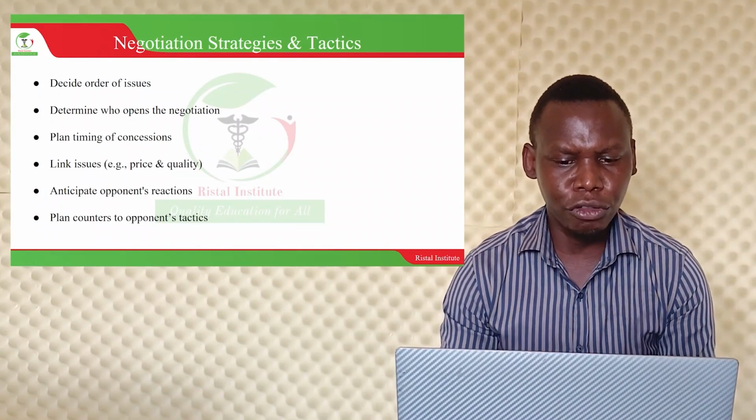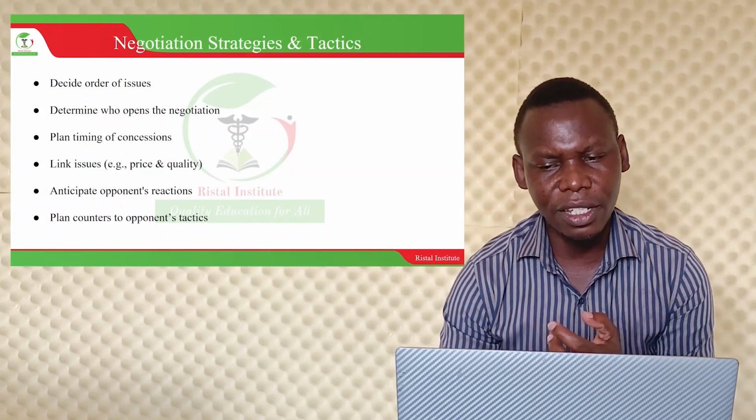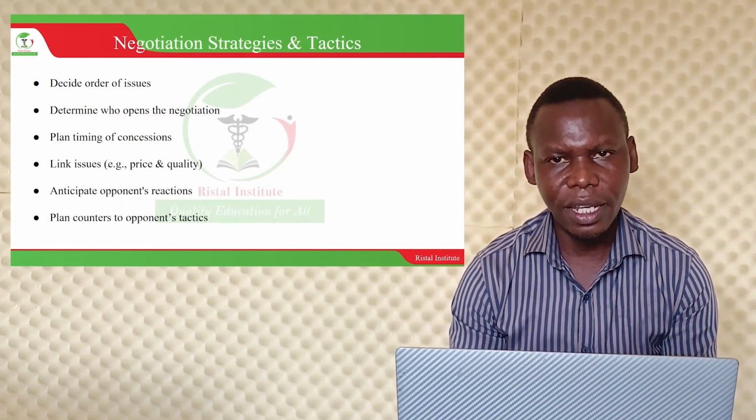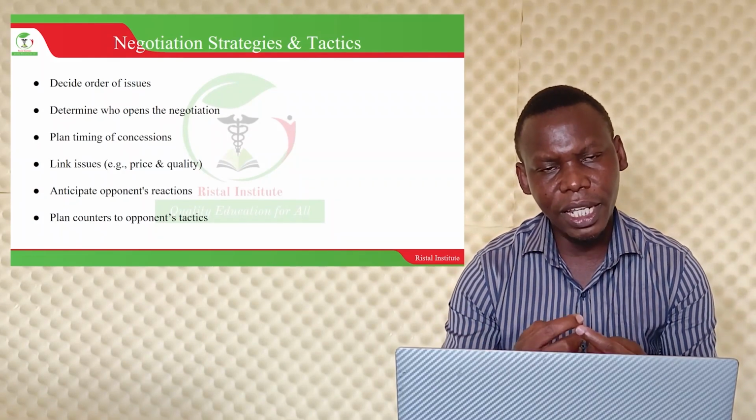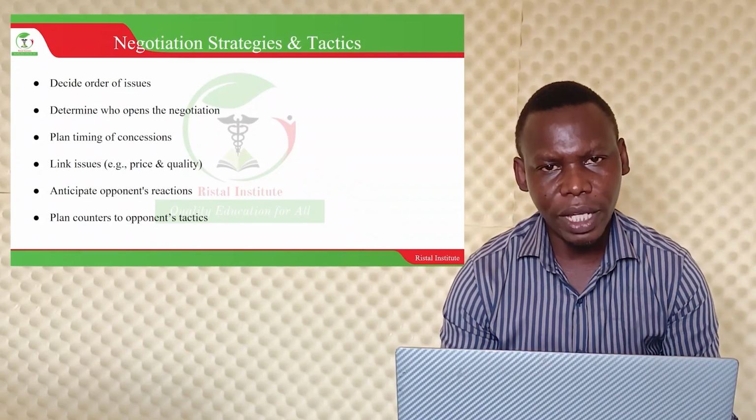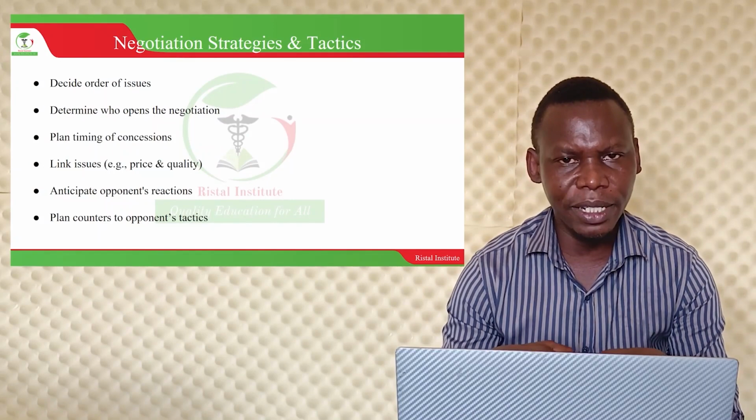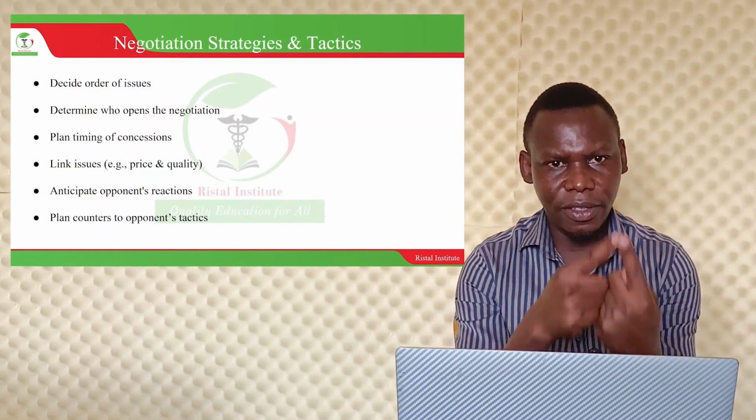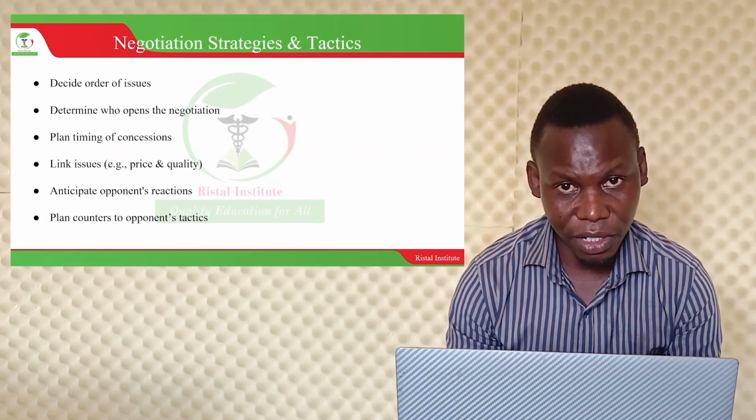Also, we link issues. We can link price and quantity. That is also another strategy of negotiating. When you talk of the price, then you need to put there the quality of it. You need to see how you link the two together. You say, I'm accepting the product at this price, but the quality must be this. This is a strategy of negotiation.